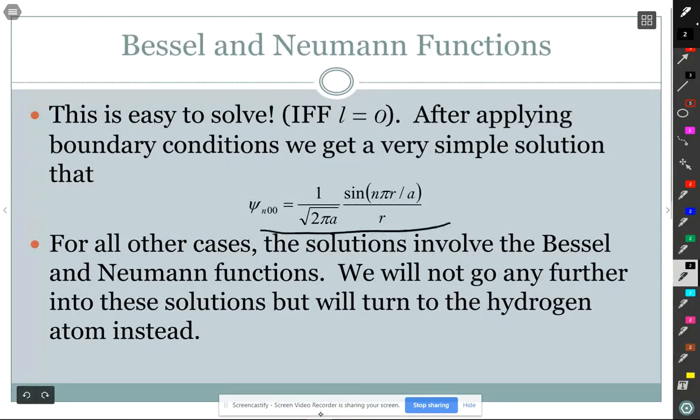Then we just have an e to the plus or minus ikx, or ikr in this case. And e to the plus or minus ikr gives you sinusoid, and when you apply your boundary conditions, it turns out that you just have a sine function. Now we're going to stop there because for all other cases, the solutions are Bessel functions, and we don't want to do Bessel functions right now. Oh, and Neumann functions. Don't forget Neumann. I think it's like Baron von Neumann or something like that.